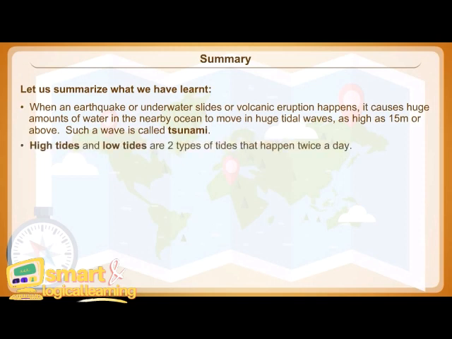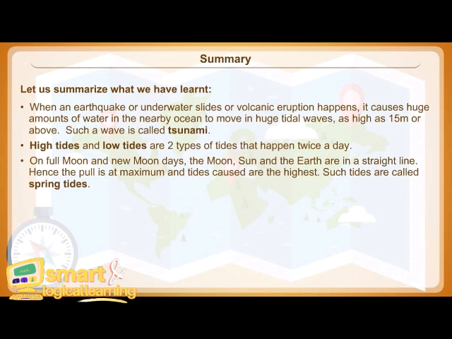High tides and low tides are 2 types of tides that happen twice a day. On full moon and new moon days, the moon, sun and the earth are in a straight line. Hence the pull is at maximum and tides caused are the highest. Such tides are called spring tides.